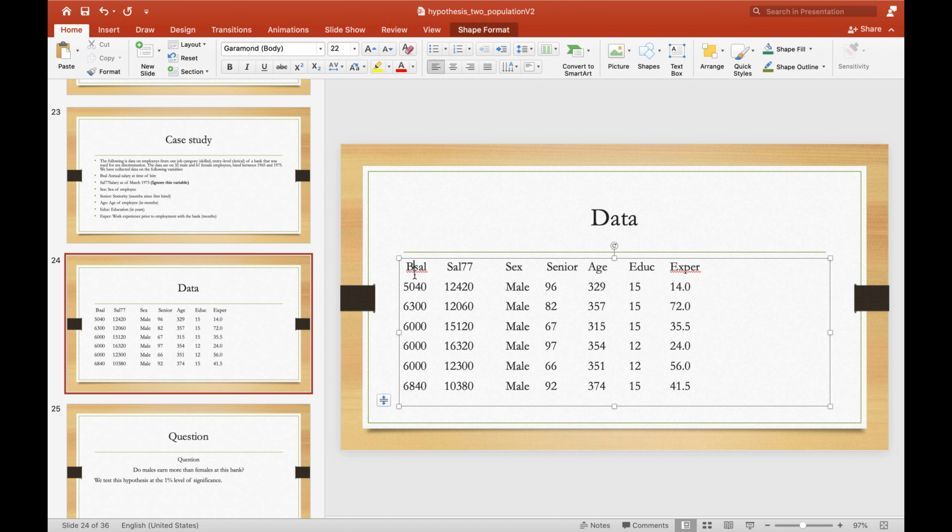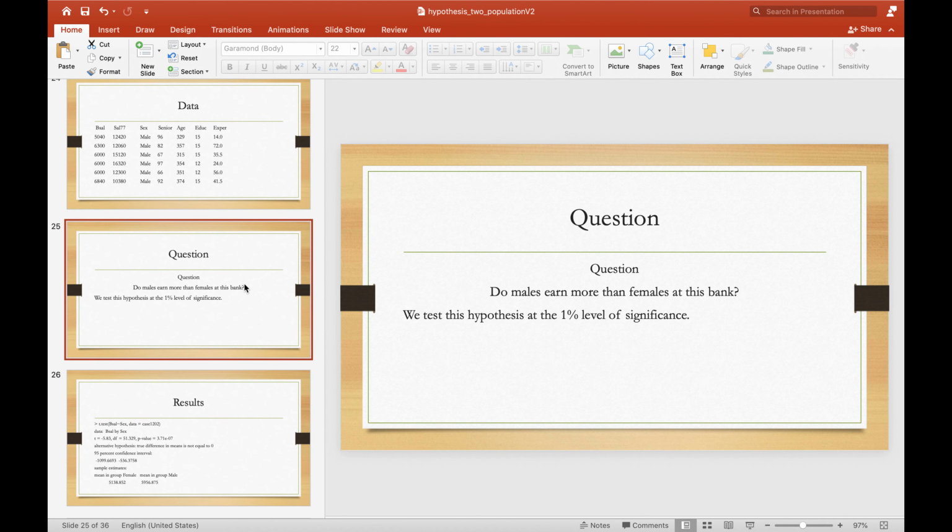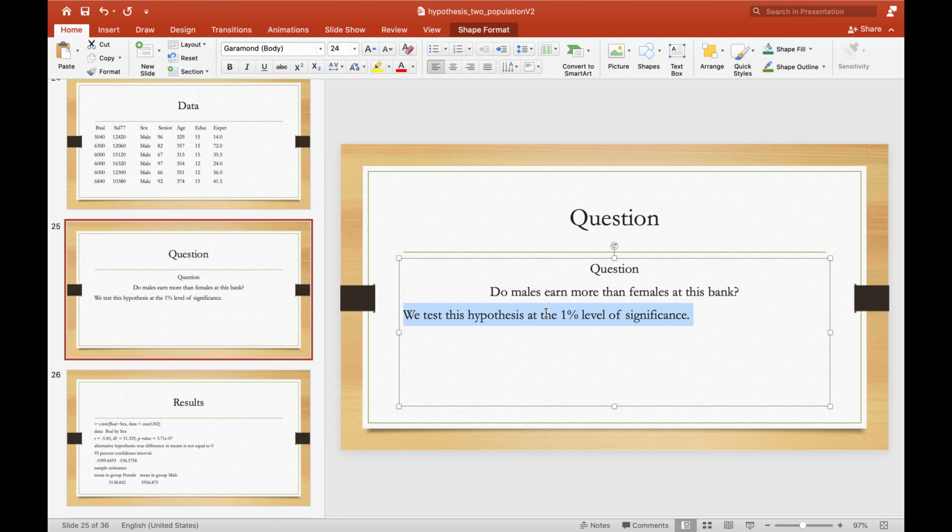Okay, so here I have starting salary, I have sex. I'm going to ignore these other variables, but I can take them into account. I just have to use regression if I'm going to do that. Okay, and we haven't learned that yet. So right now I'm just going to start with how we would compare and answer a very basic question. That is this question: do males earn more than females at this bank? And we're going to test this hypothesis at the 1% level of significance. Okay.